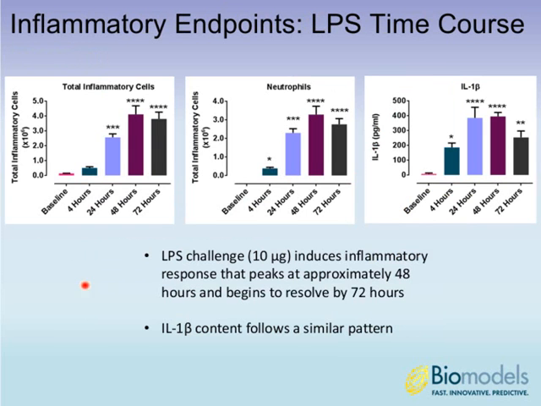72 hours. In this case, you can see that as time progressed, we saw increases in total inflammatory cells before 24, peaked at approximately 48 hours, and it looks like this inflammatory response started to resolve after 48 hours. We see the same pattern with neutrophils, and in this case, we actually looked at IL-1 beta, and it appears that it follows the same pattern.